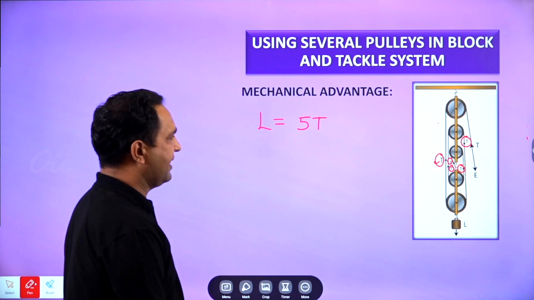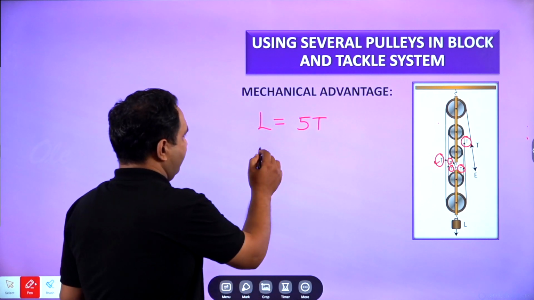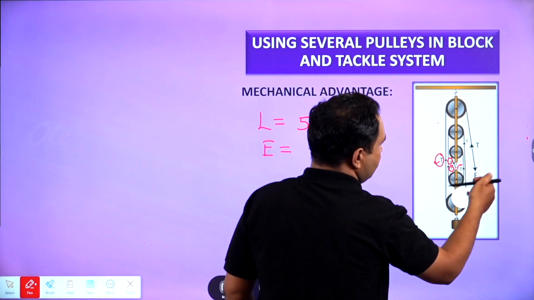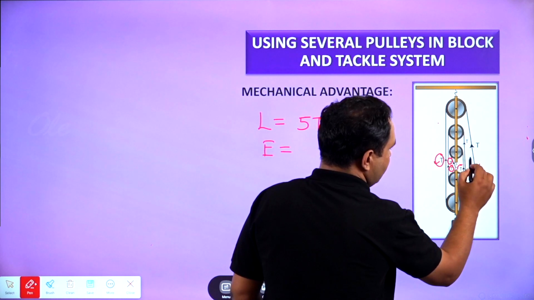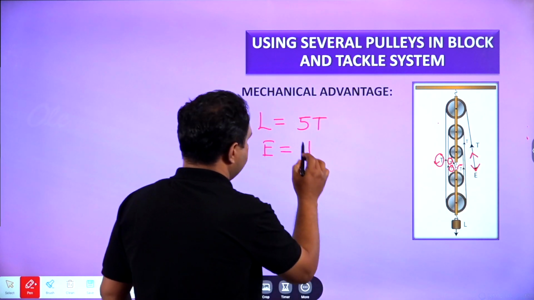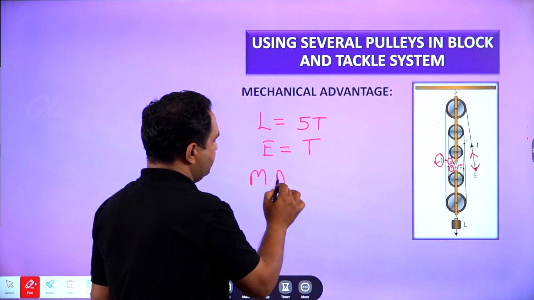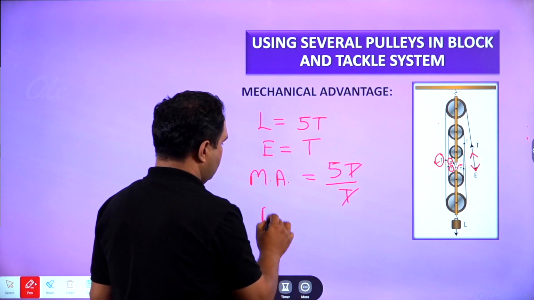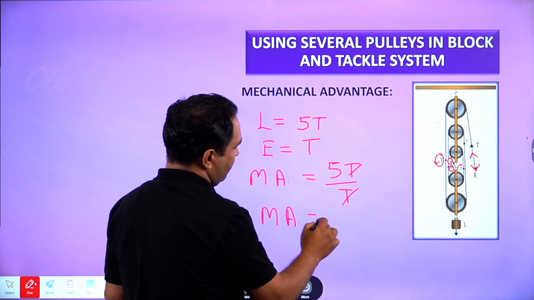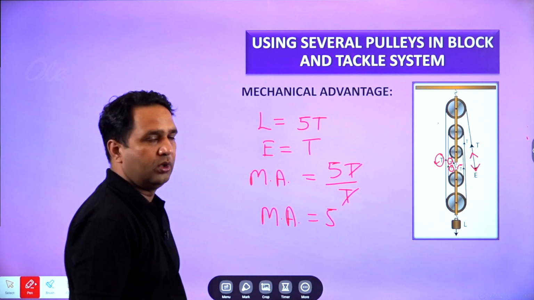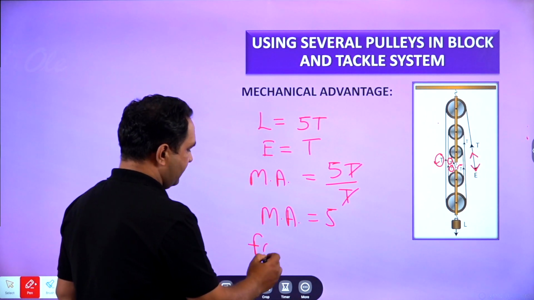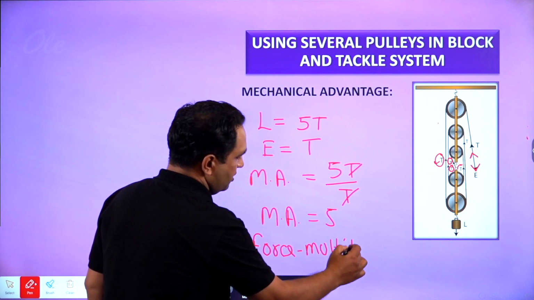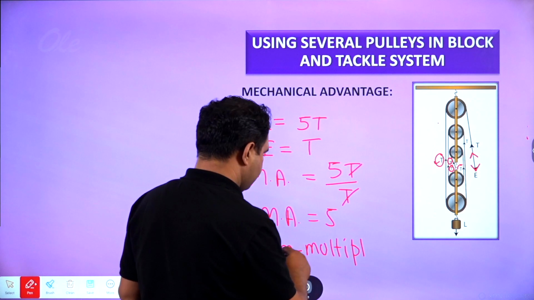And in the block and tackle system, the effort will be T only. This is the effort and tension is working against this effort, so T. So what will be the mechanical advantage? It will be 5T upon T, which means 5. So the mechanical advantage is 5, much greater than 2. It will work as a force multiplier. And now we are able to uplift very heavy loads.